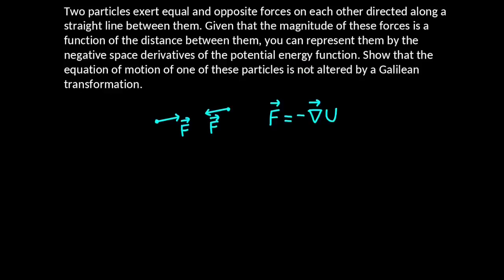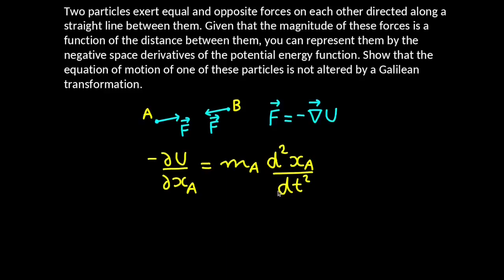So if we label this as particle A and particle B, and focus on the equation of motion of particle A, then we have the net force exerted on particle A in the x direction is minus the partial of the potential energy function with respect to the x coordinate of particle A, equal to the mass of particle A by the acceleration of particle A, or the second derivative of the position of particle A with respect to time.